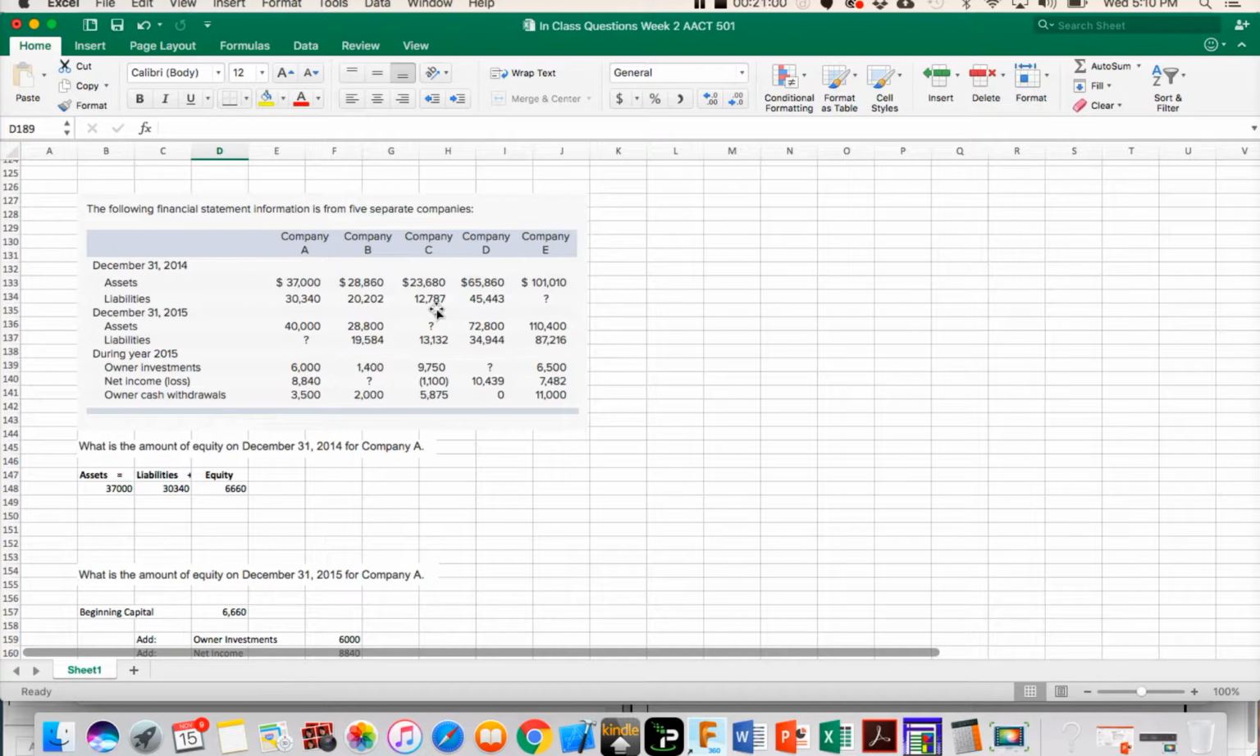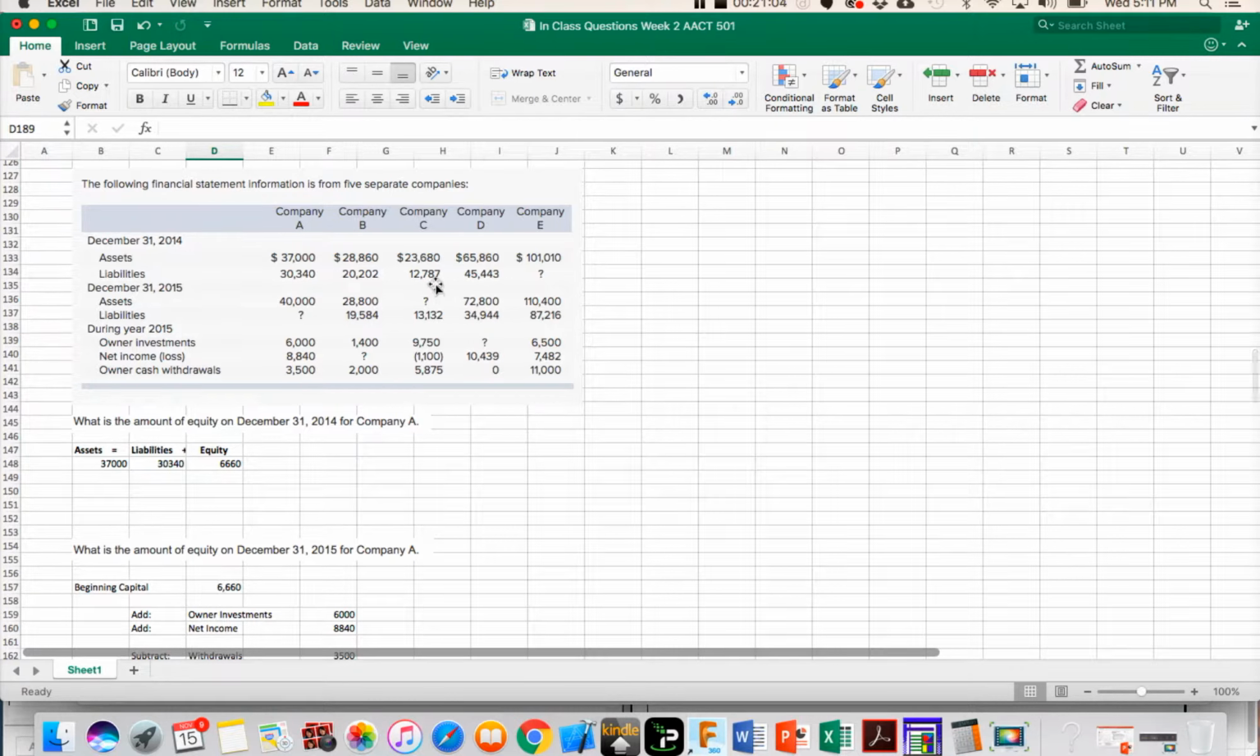Let's see. Yeah, that will give us our beginning equity for the year. To that, we will add and subtract the relevant amounts. That'll give us our ending equity for the year, which gives us 2 out of the 3 things we need to figure out here. And we can use that to figure out the last one.